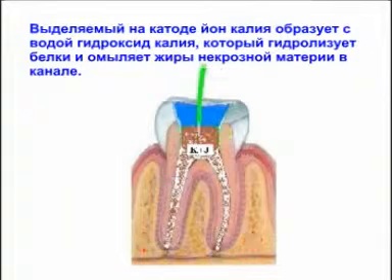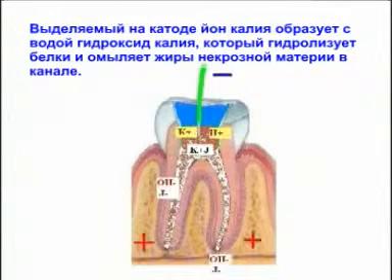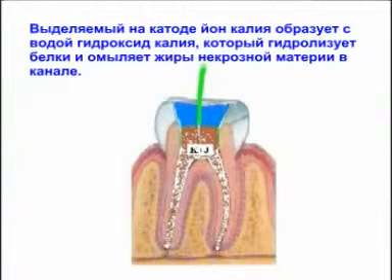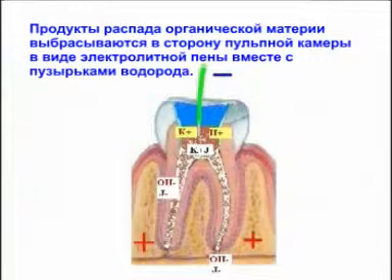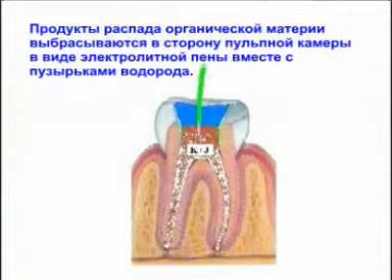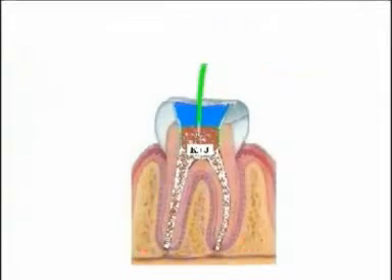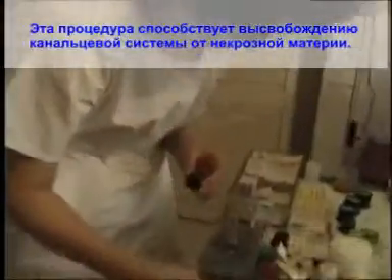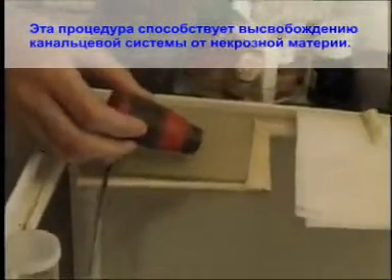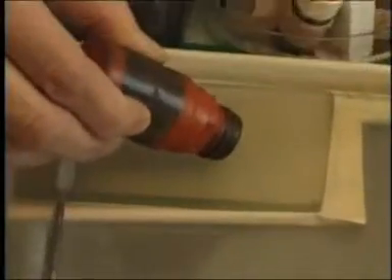The potassium ion released from the cathode creates potassium base with water, which hydrolyzes proteins and soaps fats of the necrotic substance in the canal. Organic substance decomposition products get out to the pulp chamber as electrolytic foam together with hydrogen bubbles. This procedure contributes to the canal system's elimination of necrotic substances.